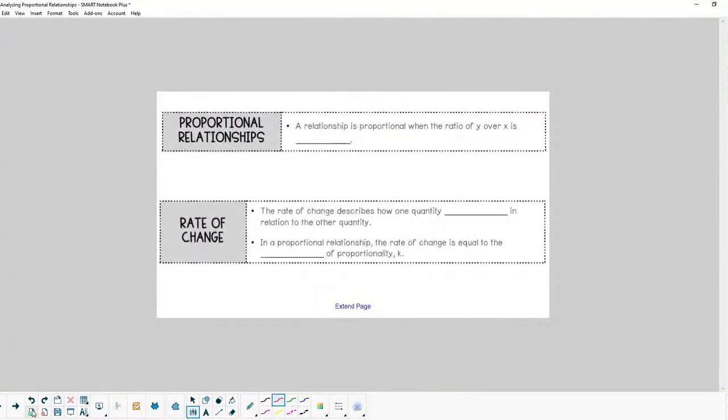So, moving forward then, a proportional relationship. A relationship is proportional when the ratio of y over x is a constant, which we just showed a moment ago. The rate of change describes how one quantity changes in relation to the other quantity. We talked about the slope. In the proportional relationship, the rate of change is equal to the constant of proportionality, k. So what we're trying to say is that the slope is the same as the ratio between y over k, or y over x, excuse me.